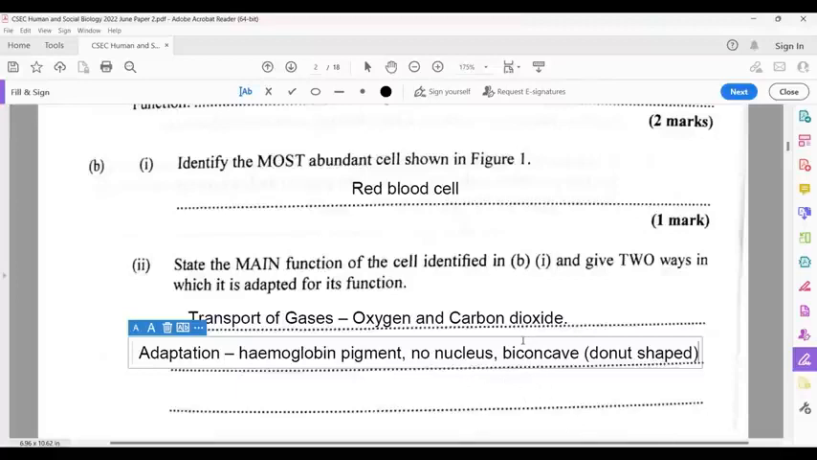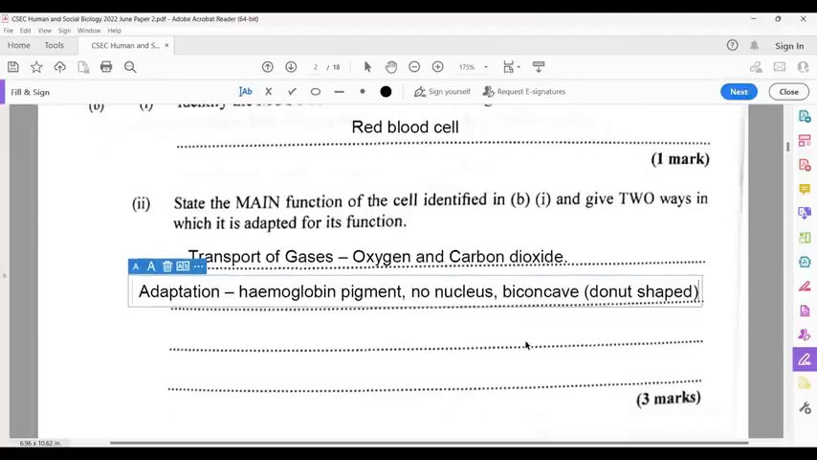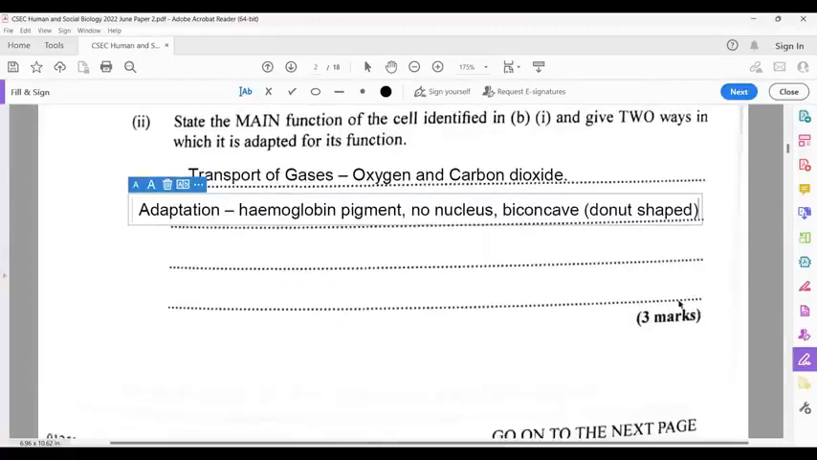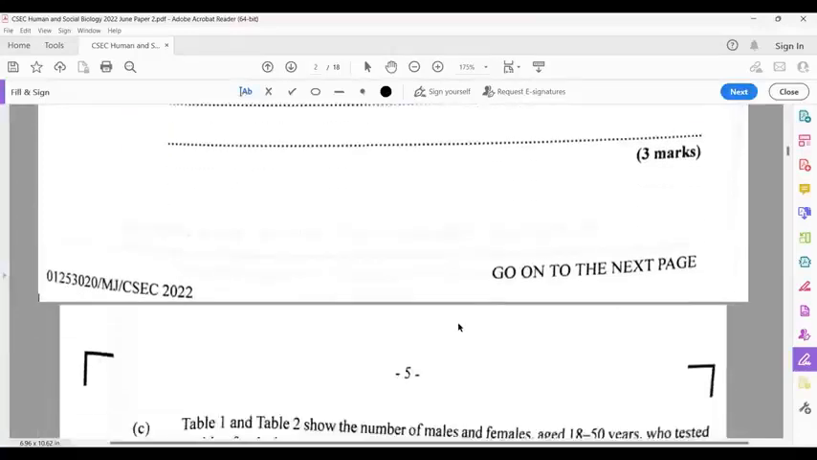You could always let us know in the comments what adaptations you chose to use. But it's 3 marks, so don't go overboard and show off. All that does in the exam is waste time.